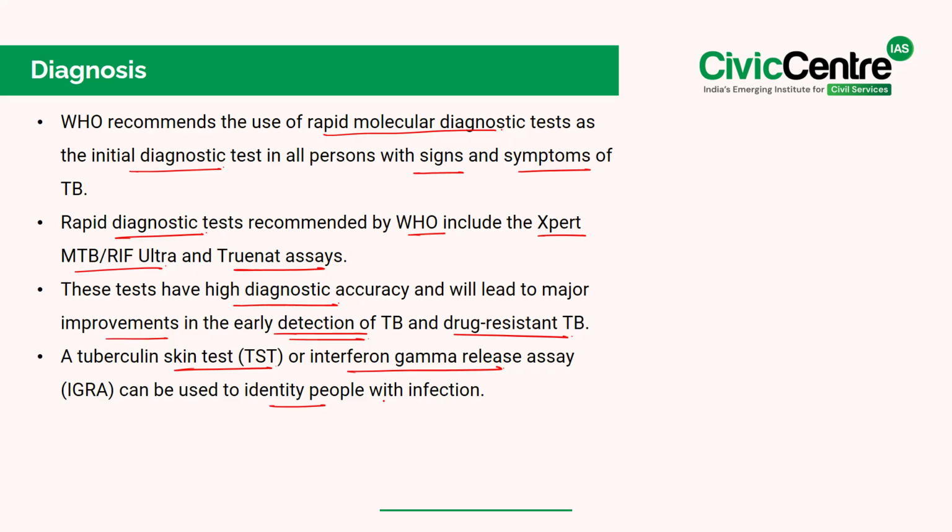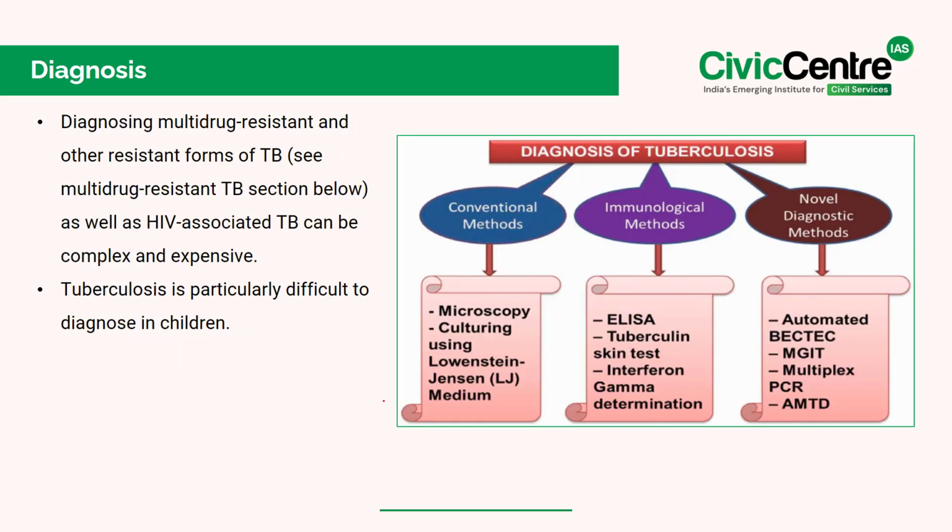Furthermore, a tuberculin skin test or the interferon gamma release assay can be used to identify the people with infection. Also, diagnosing multi-drug resistant and other resistant forms of TB as well as the HIV-associated TB can be complex and also expensive. Thus, tuberculosis is particularly difficult to diagnose in children.